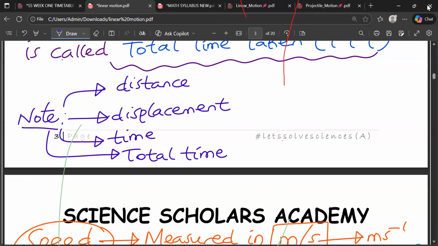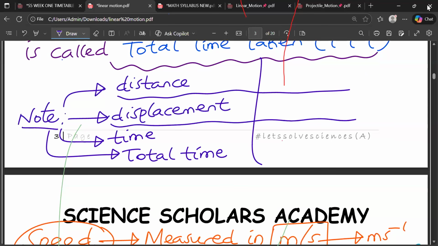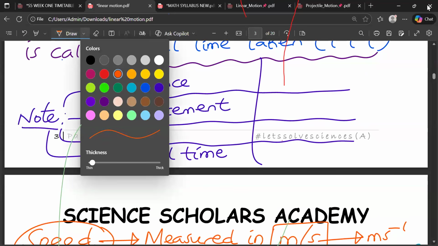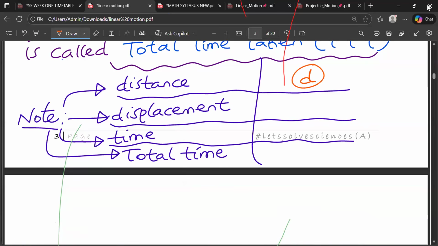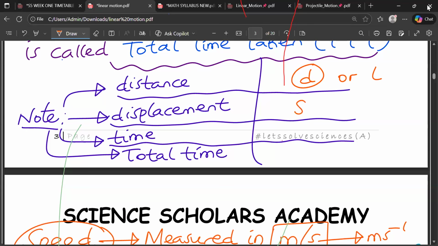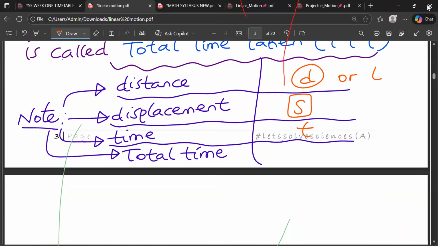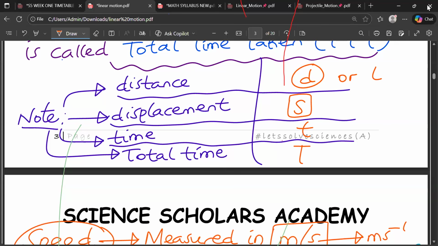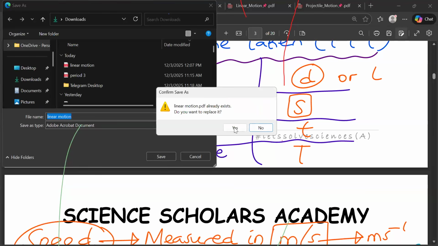We have those three. So here I want to put their letters. For distance, we shall always use D, but there is when they use L to mean length. Displacement is S, basically that, nothing else. Time alone is small t. Total time taken is capital T, period. So when you find those things somewhere, have it in mind that those are the denotations they represent.